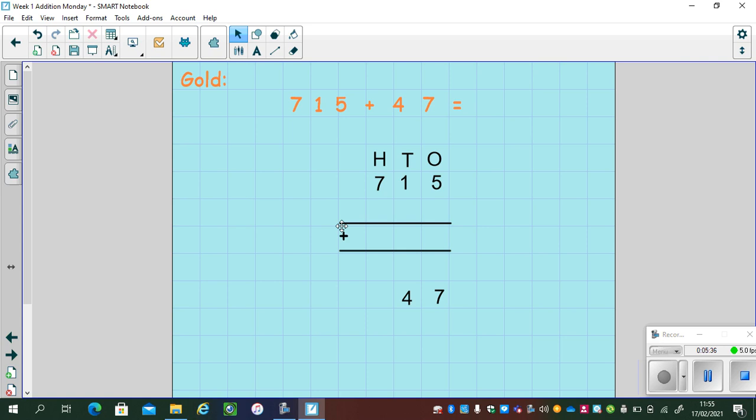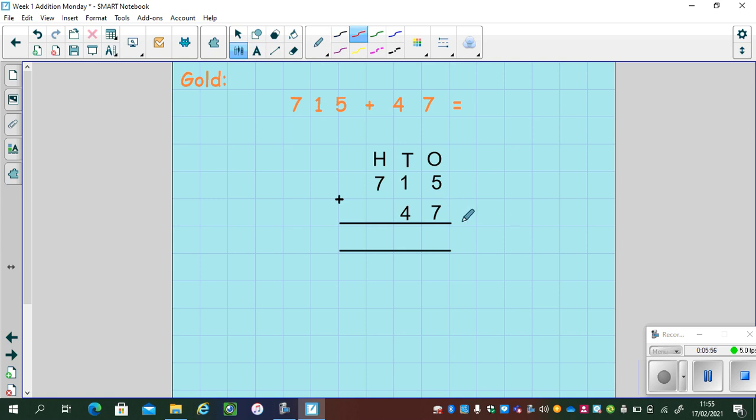Add goes at the side. 47 is made up of 7 ones and 4 tens. Again, see how important it is to line up all the numbers correctly under each other in their correct place value columns. We still follow the same rule of adding the ones first.